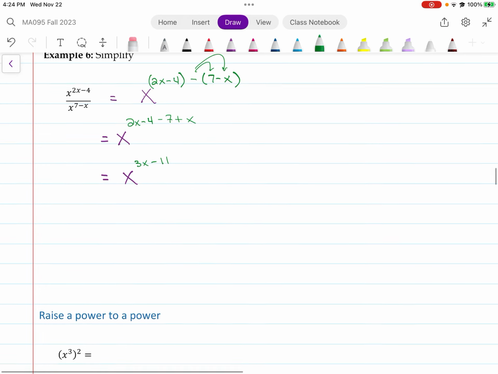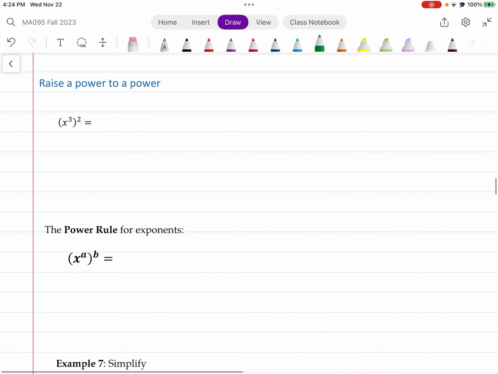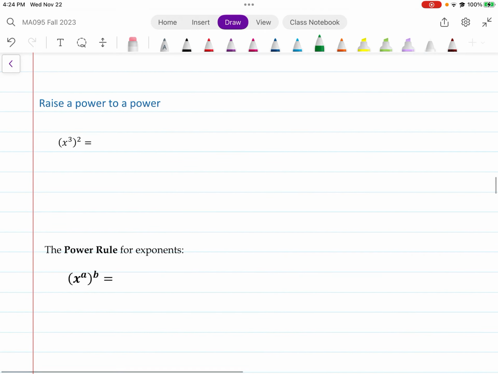All right, so the next topic is to raise a power to a power. So here is what this would look like. We've got x cubed squared, which means x cubed times x cubed. Well, what is that really? We've got x times x times x. That's the first set. Times x times x times x. So how many x's do we have? We have 6. X to the 6.